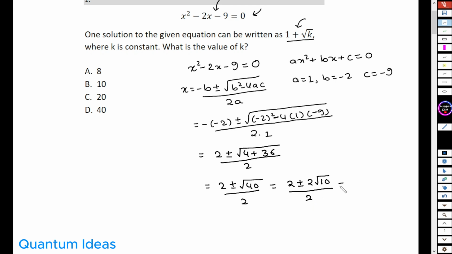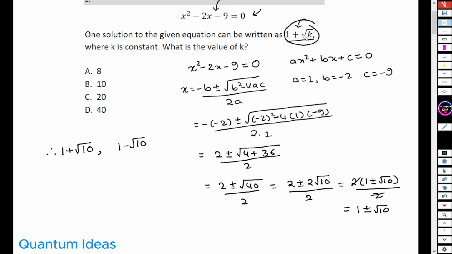Now you can take 2 common from the numerator, so 1 plus minus root 10 will remain, divided over 2. This 2 will cancel out and the answer will be 1 plus minus root 10. That means the two roots are 1 plus root 10 and 1 minus root 10. So you can see here one of our solutions is 1 plus root k. That means that is basically 1 plus root 10. So we can equate those two.